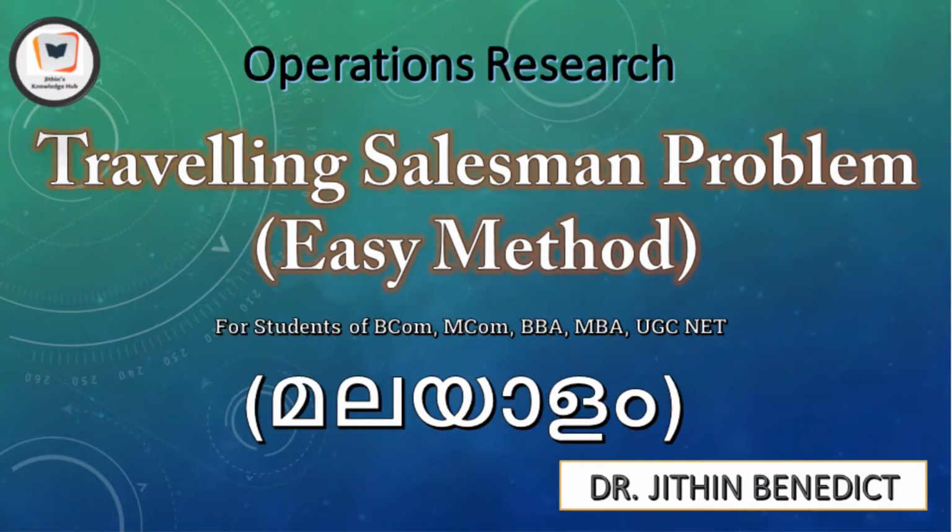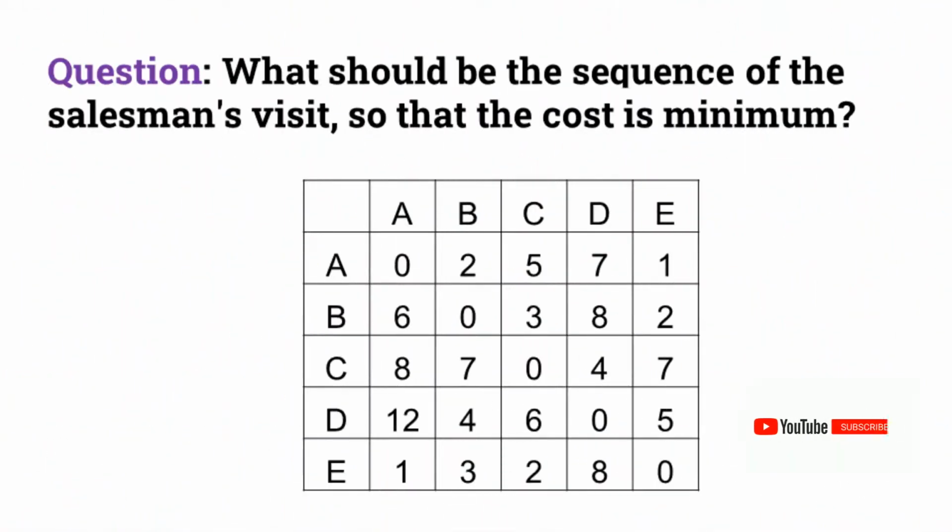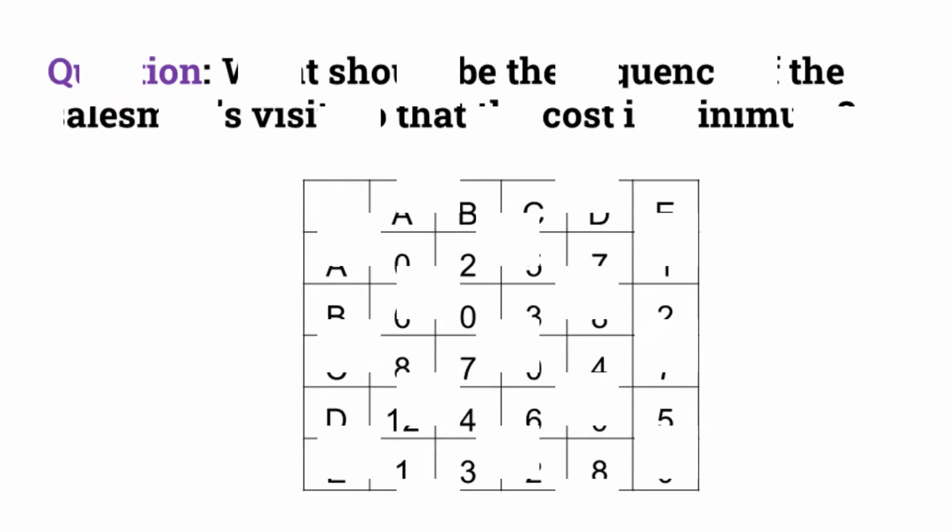In the previous video I had given you a good insight into the traveling salesman problem and the different steps that are used in it. This is a type of assignment problem. Looking into the question, what should be the sequence of the salesman's visit so that the cost is minimum? The traveling salesman is supposed to travel to 5 different cities A, B, C, D, E, and the matrix is given. Now we'll look into the problem.